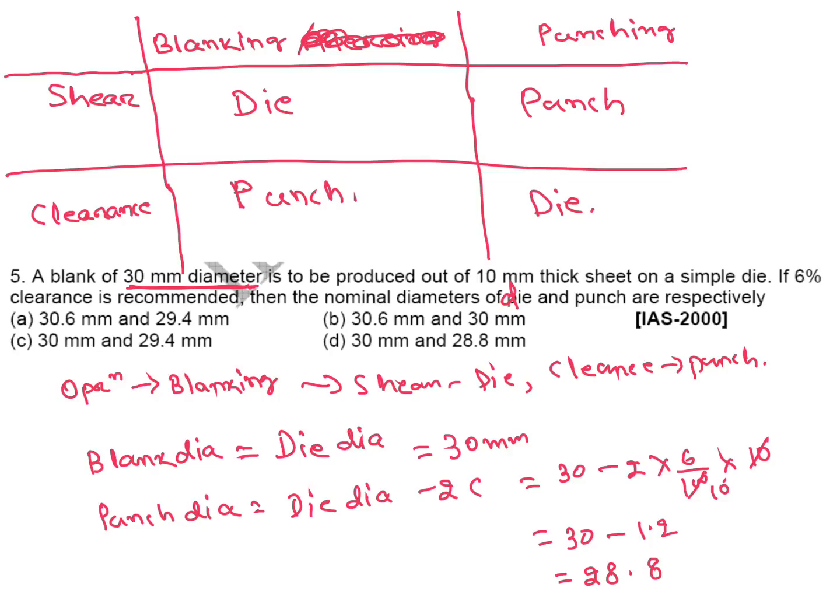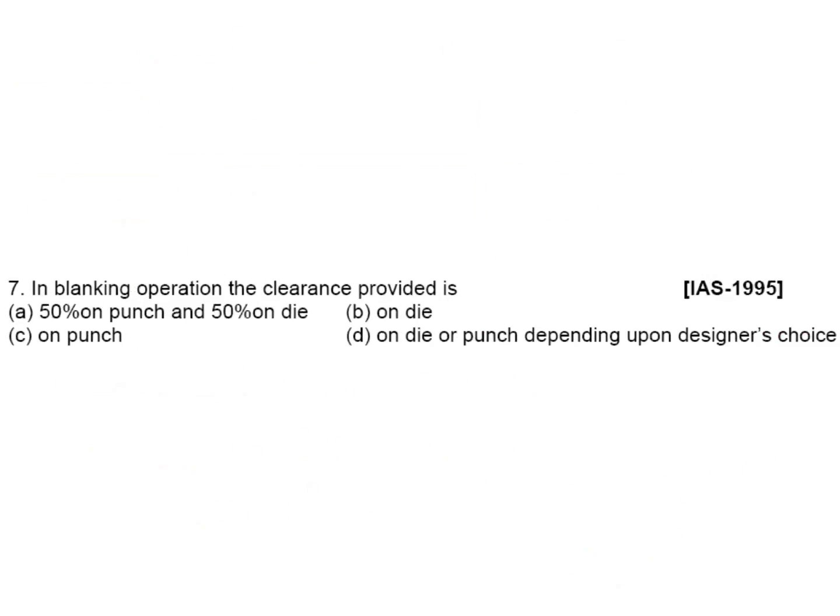This one we already discussed. In a blanking operation, the clearance is provided on the punch. If the operation is punching, then clearance is on the die.